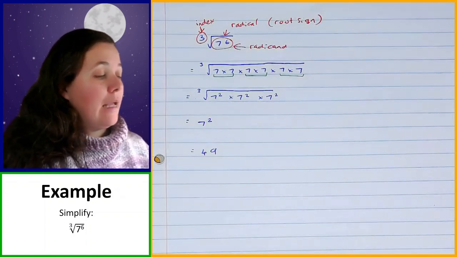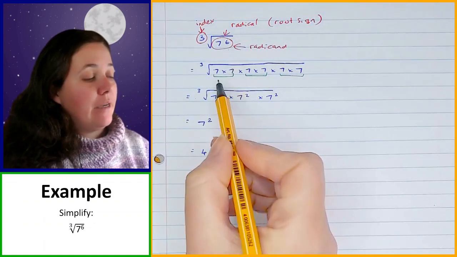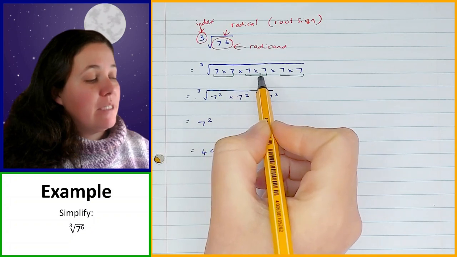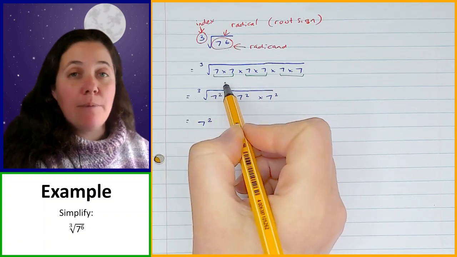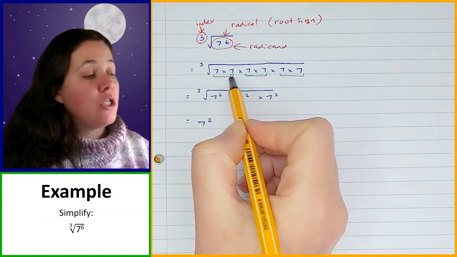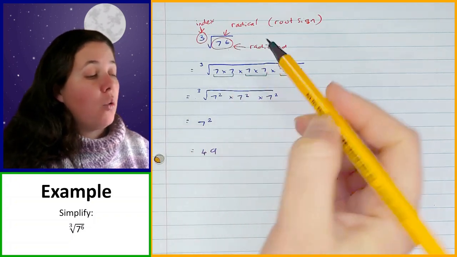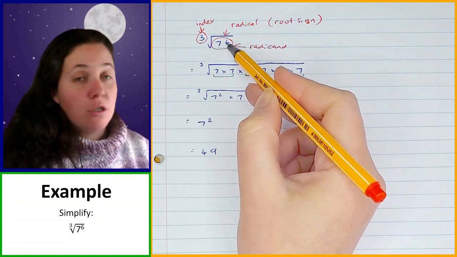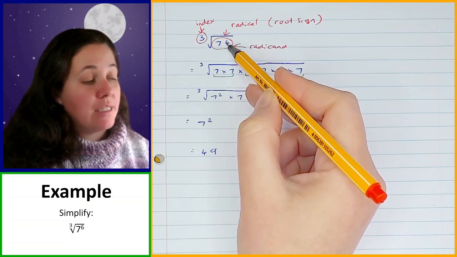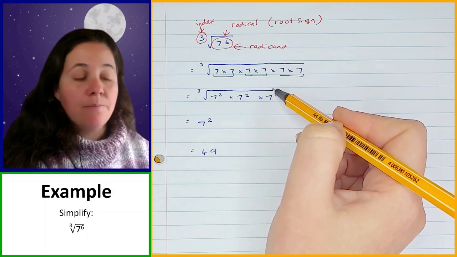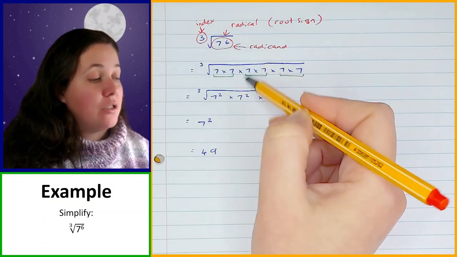Okay, so now I could have gone straight from here to there by doing this. When I am looking at this over here, you can see that when I had the 7 times 7 times 7 times 7 times 7 times 7, I split it up into 3 identical groups. And by doing that, what it actually caused was that this 6, my exponent over here, ended up being split up into 3 as well. Okay, it was divided into 3.